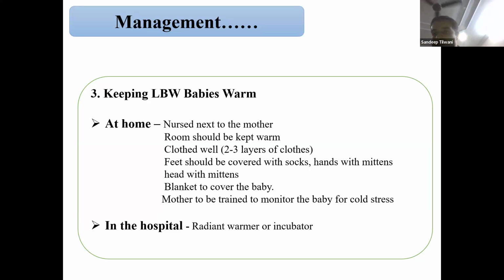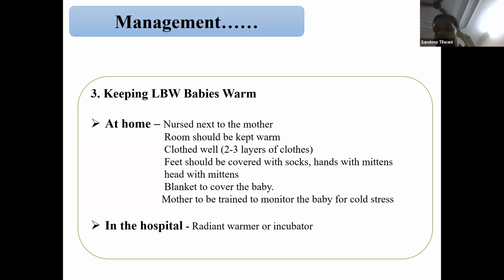I have seen certain labor rooms where, because it is too hot and too congested, the obstetric nurses sometimes decrease the temperature to 20 degrees Celsius, because it is a hot summer outside and the room is very congested with no ventilation. So they keep the AC at that. That is definitely not advisable, especially when you are caring for these low birth weight babies. We have to ensure that the delivery room temperature is around 26 to 28 degrees Celsius.